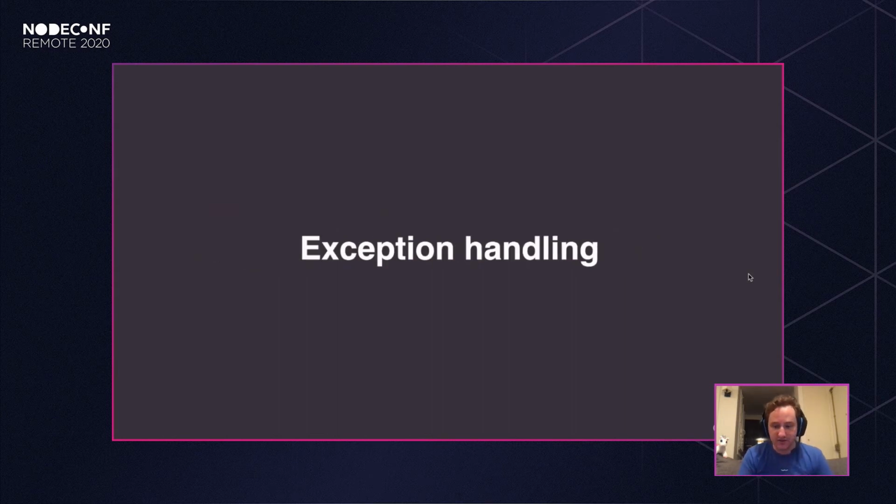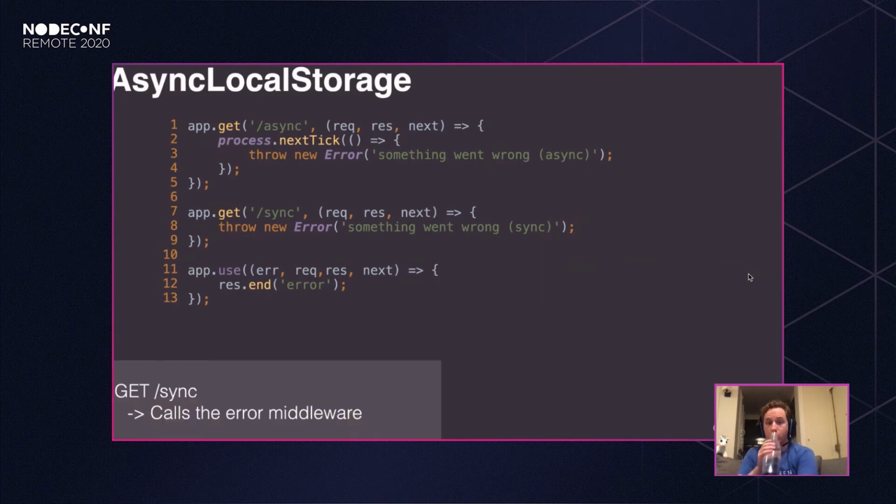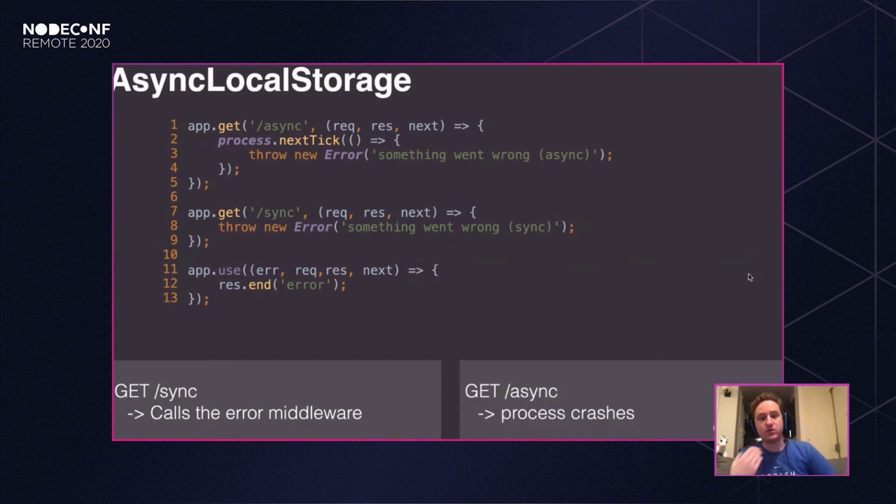And let's talk again about exception handling. In my case, I've got a first piece of code, a first middleware on /async, that throws an exception in process.nextTick. Then we've got a second middleware, /sync, that throws an error directly, and then we registered an error middleware to tell Express what to do with our errors. So let's run this code. If I get on /sync, it actually calls the error middleware. If I call /async, it crashes the process.